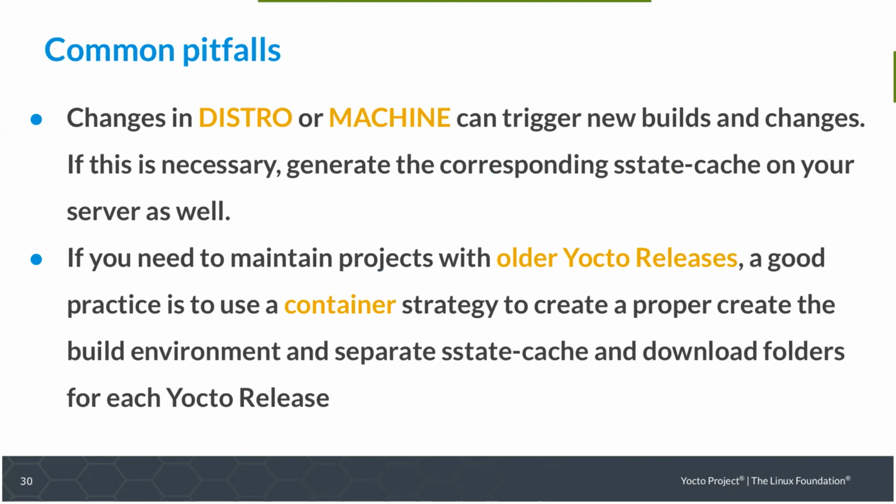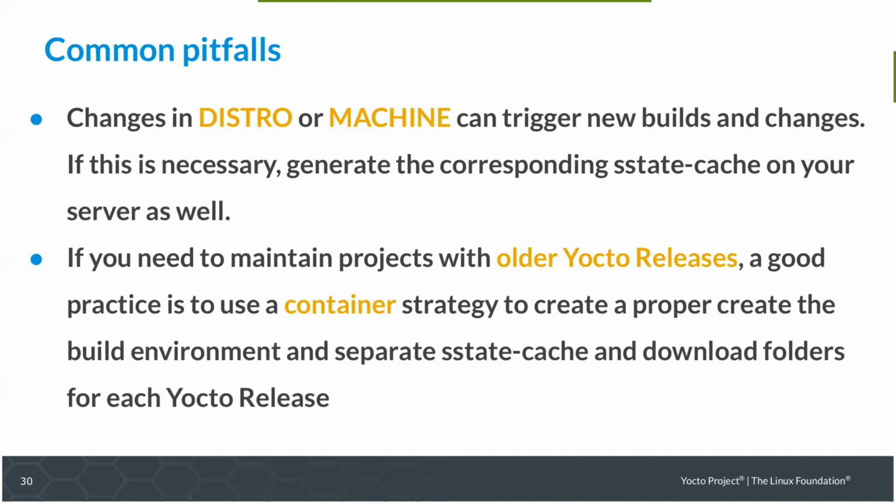So just some considerations here. If you change the distro or the machine that you're building, you need to do that on your corresponding caching server, to generate the cache for those. It's normal to change the distro, and even if you have a cache, you're going to see a lot of builds. So always pair your server with your remote machines. And if you're using an older Yocto release, it's a good practice to use a container strategy for that.